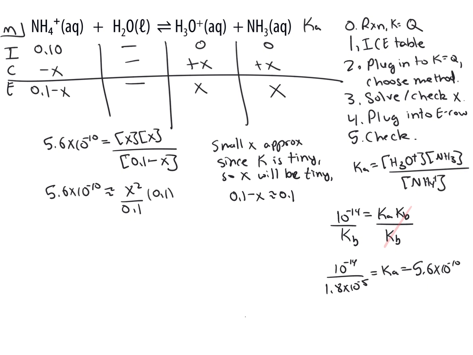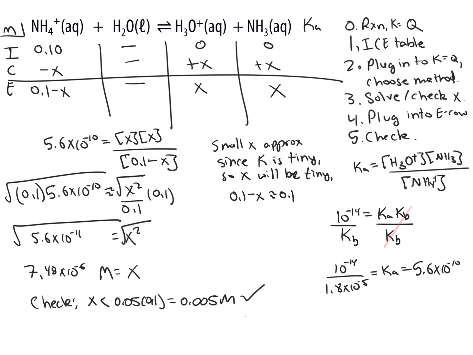Multiply both sides by 0.1, and then take the square root. We get our final value of x here, 7.48 times 10 to the minus 6. That is much less than the 5% of the thing we ignored, so very safe to make this approximation. And then again, make sure we actually finish the problem.